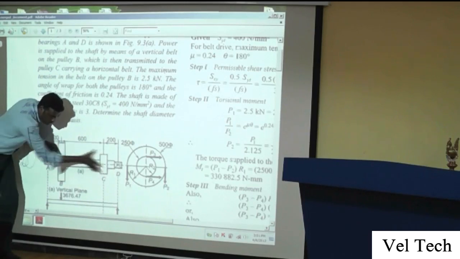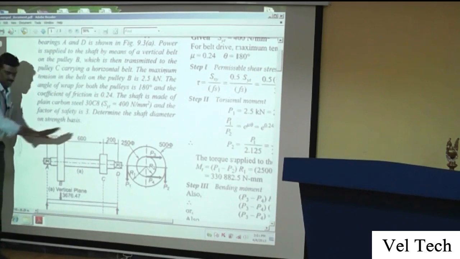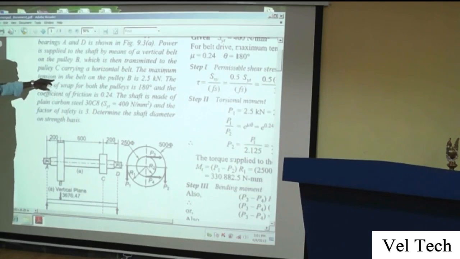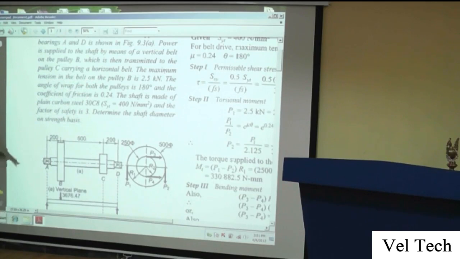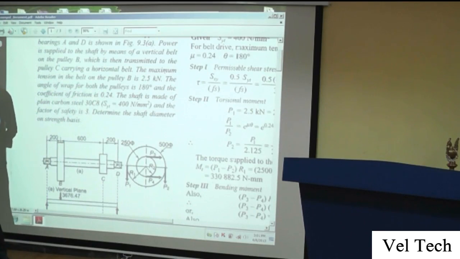And similarly, we have to find out for pulley C. And here, what is the torque transmitted by the belt? Torque is equal to P1 minus P2 into R. Radius is given. The diameter of the pulley is given, so what is the radius? Substitute 250 here. So this is the value, 330 × 10³ N-mm. This is the torque transmitted by pulley B.